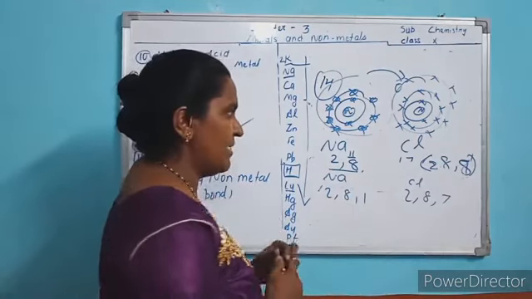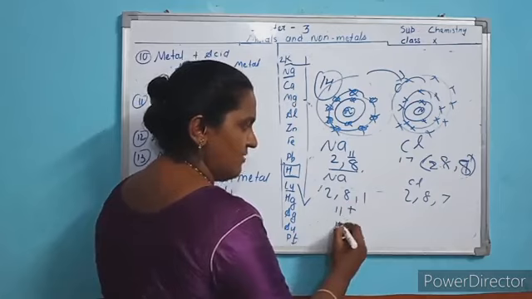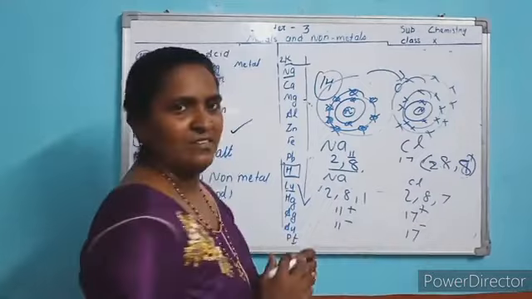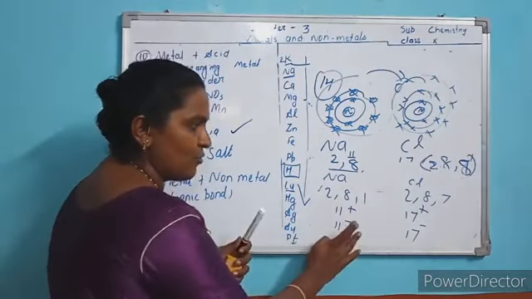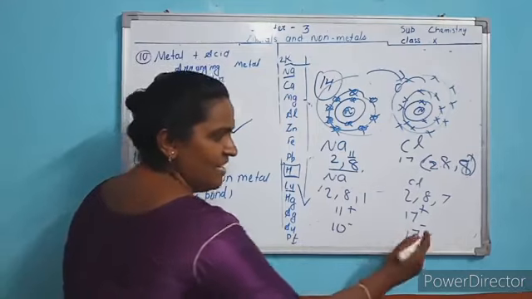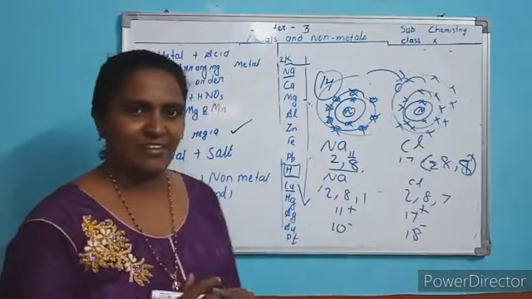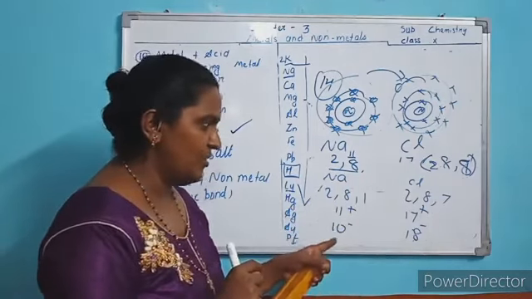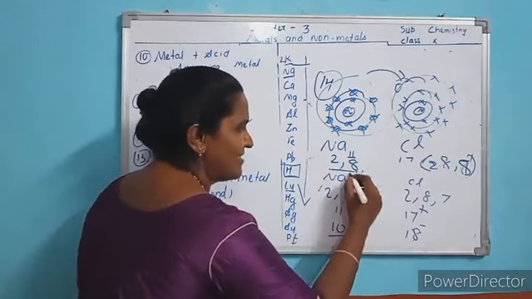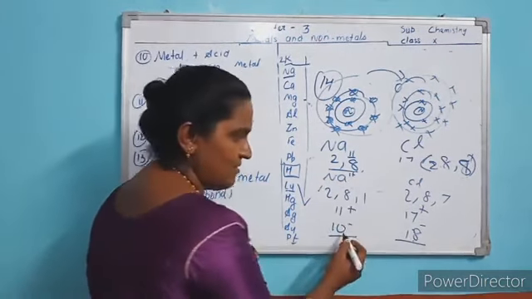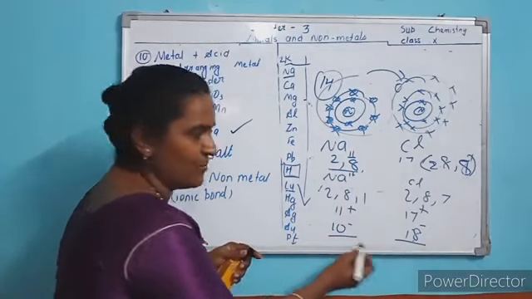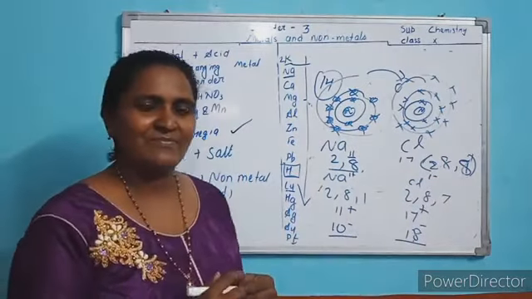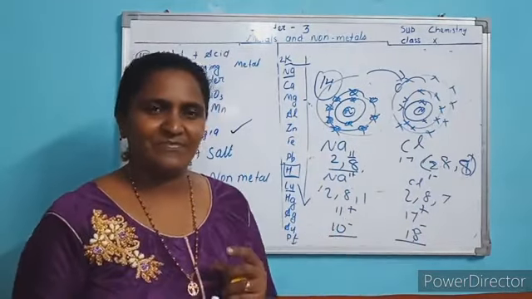So neutral: 11 positive charge, 11 negative charge. Earlier it was 11 positive, 11 negative; here 17 positive, 17 negative. Now what happened? 1 electron donated, so it became 10. Here 1 electron gained, so it became 18 electrons. Now do you feel this atom is neutral? No, because 11 positive, 10 negative. So what do you get? 1 plus. Because electrons are less, positive charge is more. Now look at this, negative charge is more, so 1 minus. 1 electron is more, so they become charged.